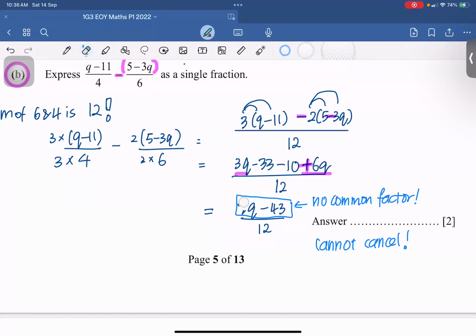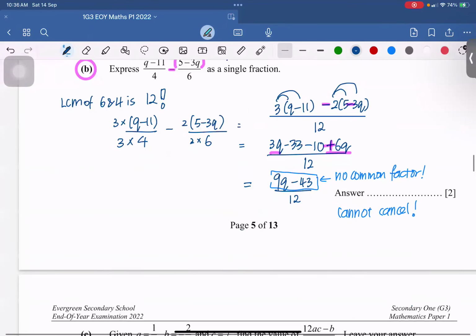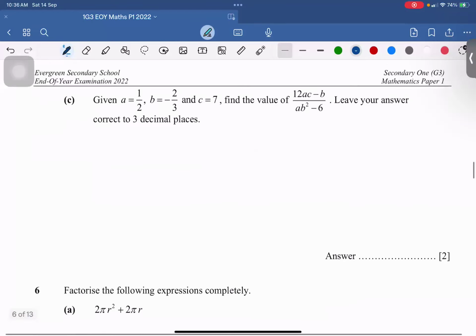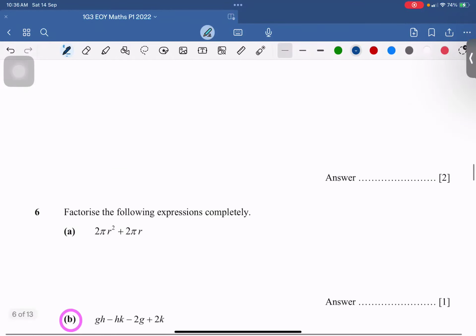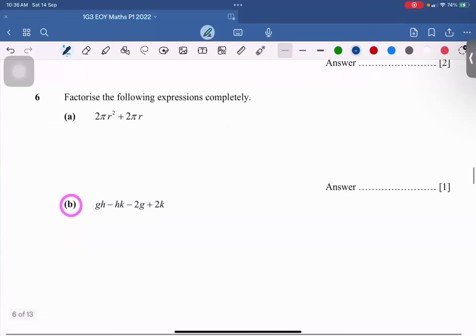Yeah, I wrote this looking like q. Let me write it again. 9. Okay, no common factor, do not cancel. So these are the common mistakes that students might make for this question. This one, I just leave it to you to calculate your answers. Factorize this, I assume you know how to do 6a. If you have a problem, do let me know.